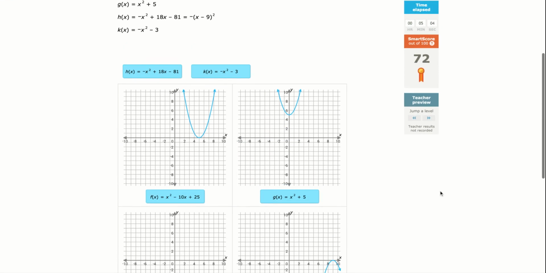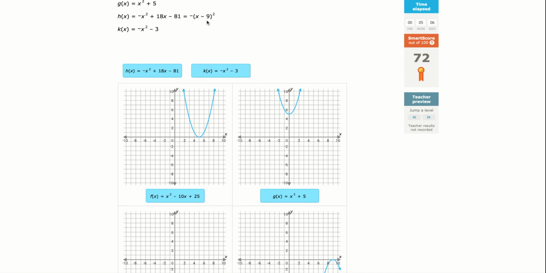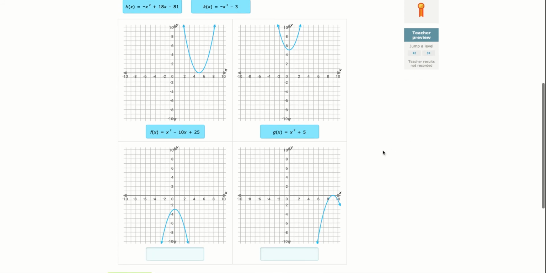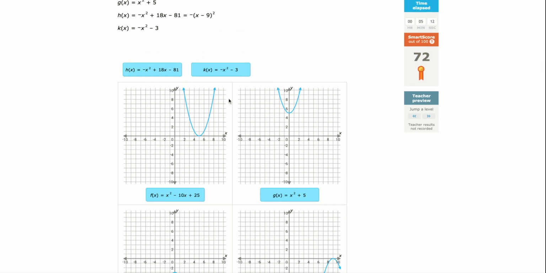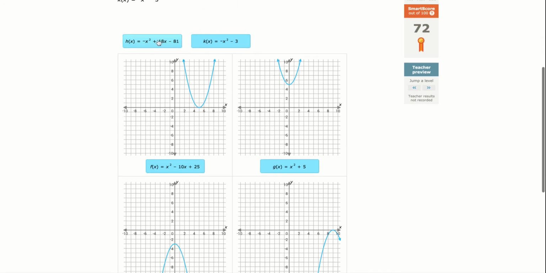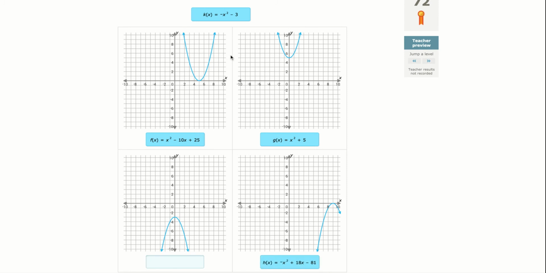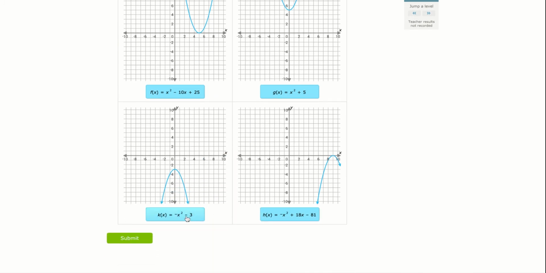Now the 2 that are opened down, we have one that has an x-intercept of 9. Here's our x-intercept of 9. So that's the h function. The h function has the x-intercept of 9. The remaining one must be this one that shifted down 3.